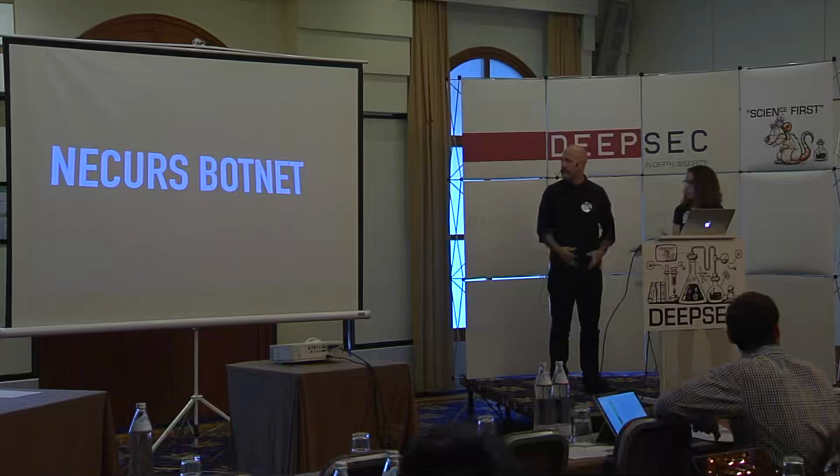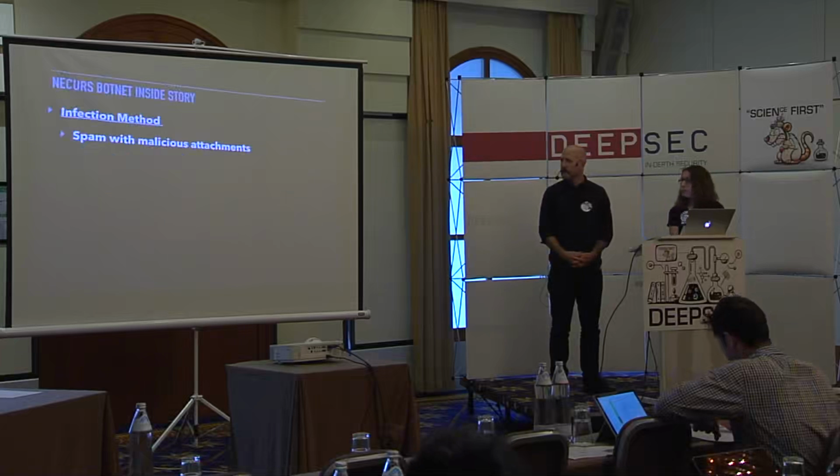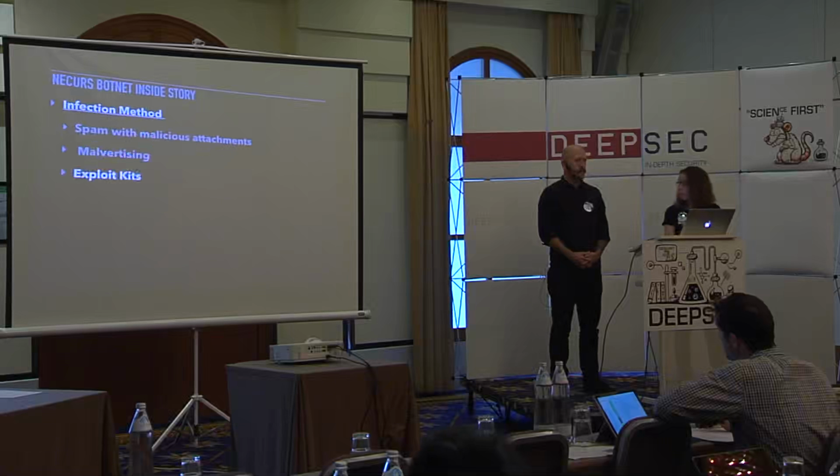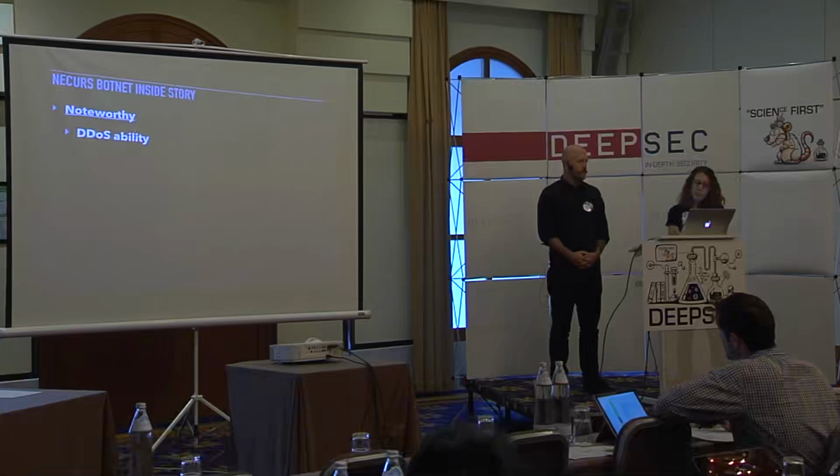So particularly, we looked at the Neckers botnet. Just a quick overview of that. Most of the infection methods are similar to what we talked about earlier: spam with malicious attachments, malvertising, exploit kits, malicious links and emails. The most prominent malware is ransomware. We also see banking Trojans.